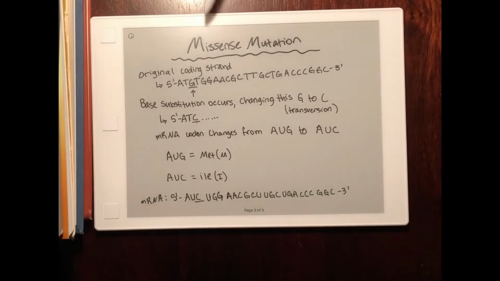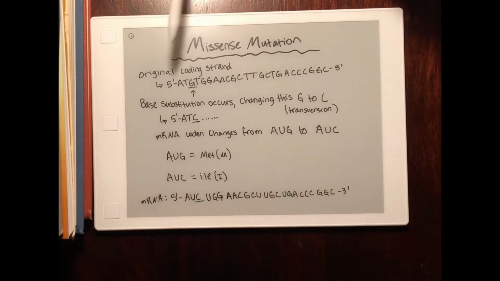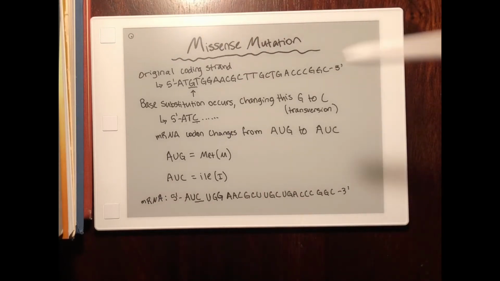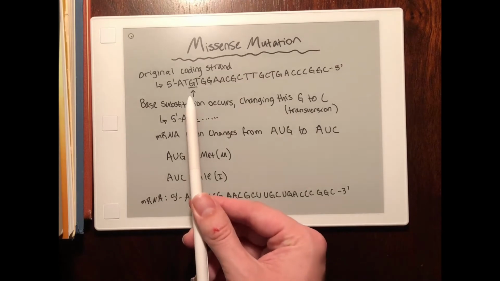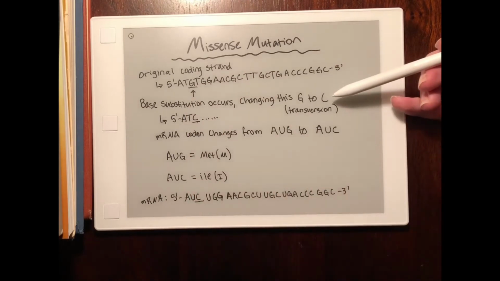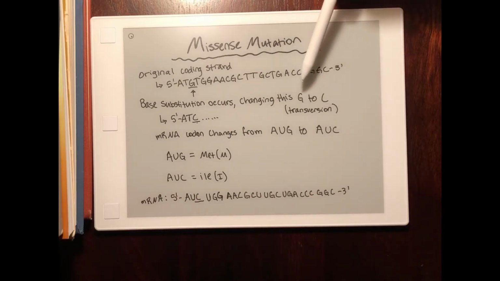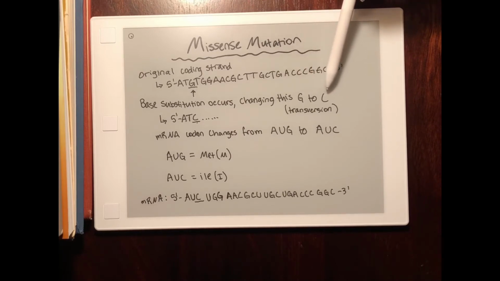First, I'll be looking at missense mutation, and this is where the amino acid ends up getting changed. And so I have the original coding strand here, and in this case, a substitution mutation would occur, which would change this G to a C. And that is a transversion mutation because we are going from a 2-ring purine base to a 1-ring pyrimidine base.